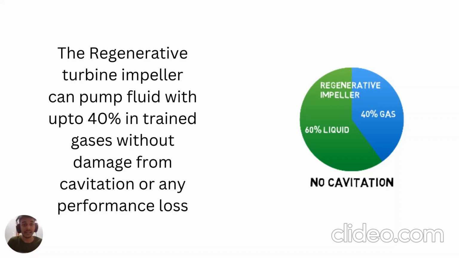Now, the regenerative turbine impeller can pump fluid with up to 40% entrained gases without damage from cavitation or performance loss. So, as you can see, if a regenerative impeller has 40% gas or 60% liquid, it will still not cause any cavitation. If you take the case of a centrifugal pump, it will definitely be plagued with problems and cavitation, since it cannot allow gas in liquid. So you can see that this makes the regenerative flow pump a great solution where cavitation is a concern.